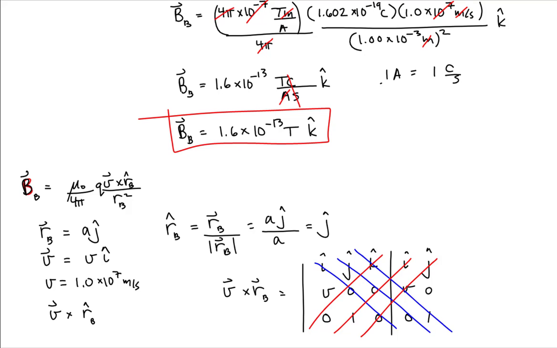And when we evaluate this cross product, notice what we have. The cross product between the velocity vector and the unit vector of our relative position ends up being equal to v k hat.